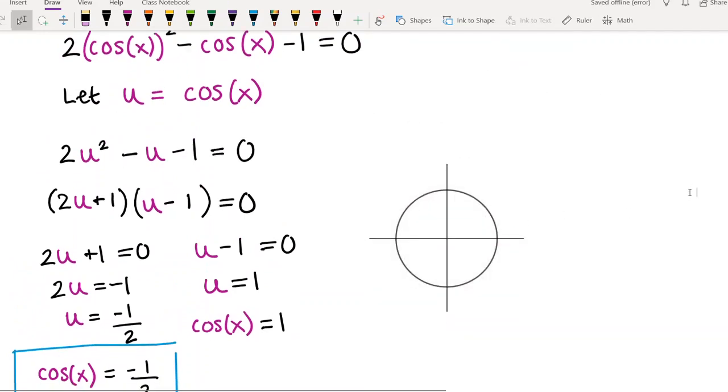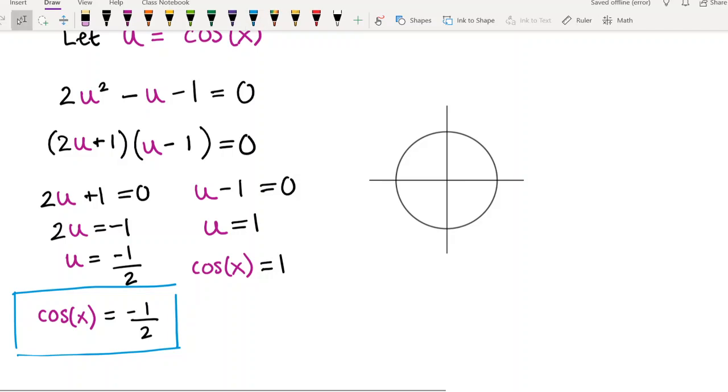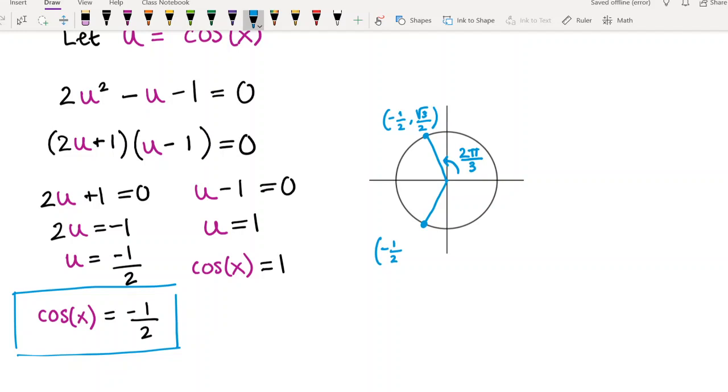If cosine of x is -1/2, that means we could have an angle like this, right? This would be an angle where the x-coordinate is -1/2 and the y-coordinate is square root of 3/2. So this angle here would be 2 pi over 3. But then we would have another angle that also has an x-coordinate of -1/2, and that would be this angle over here. So this would be -1/2, negative square root of 3/2.